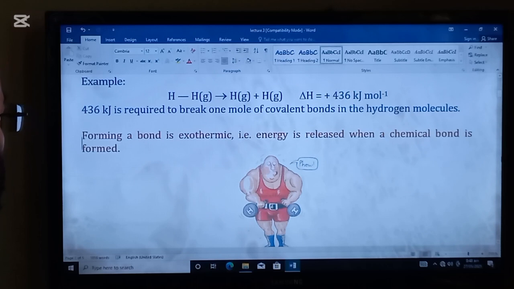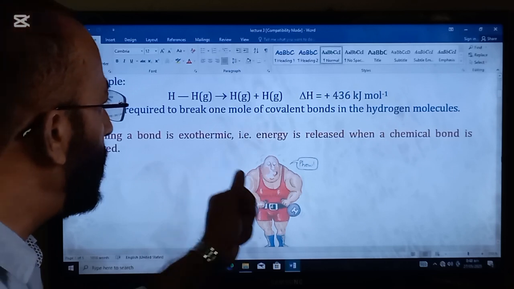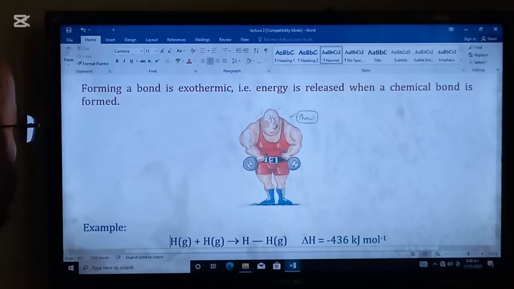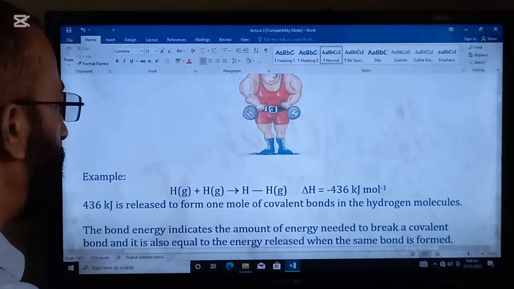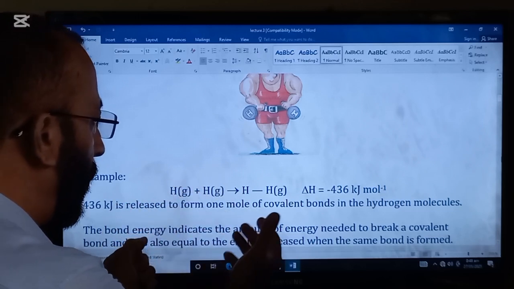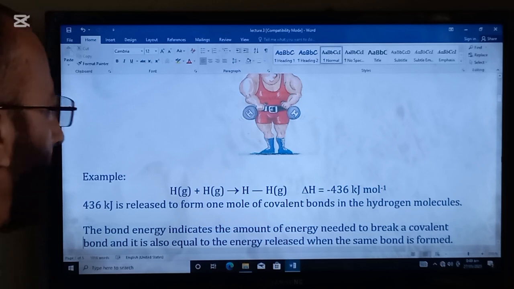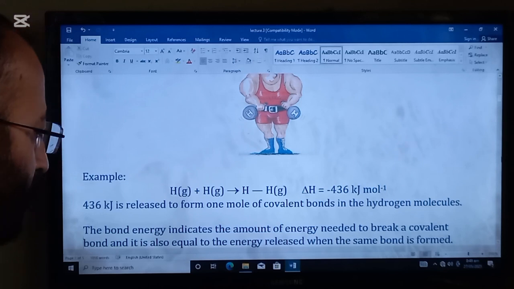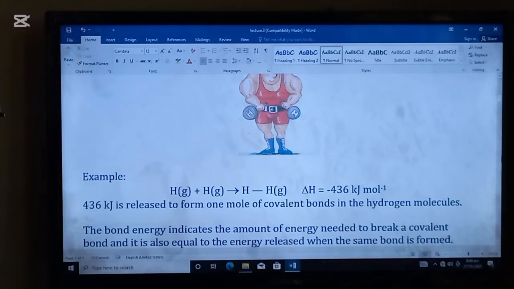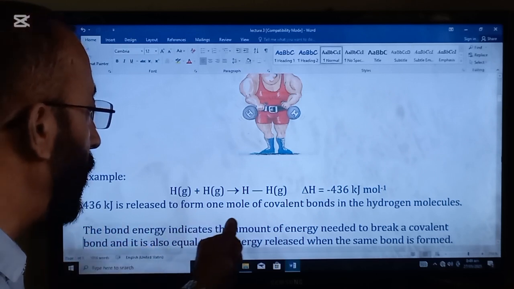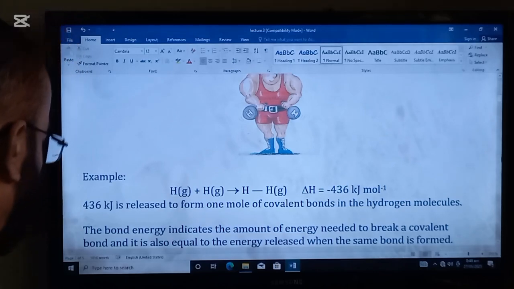On the other hand, forming a bond is exothermic. That is, energy is released when a chemical bond is formed. The reverse of the previous example is when H plus H is combined to form a bond of H2. Minus 436 kilojoule per mole energy will be given out to the environment. 436 kilojoule is released to form 1 mole of the covalent bonds in the hydrogen molecules.